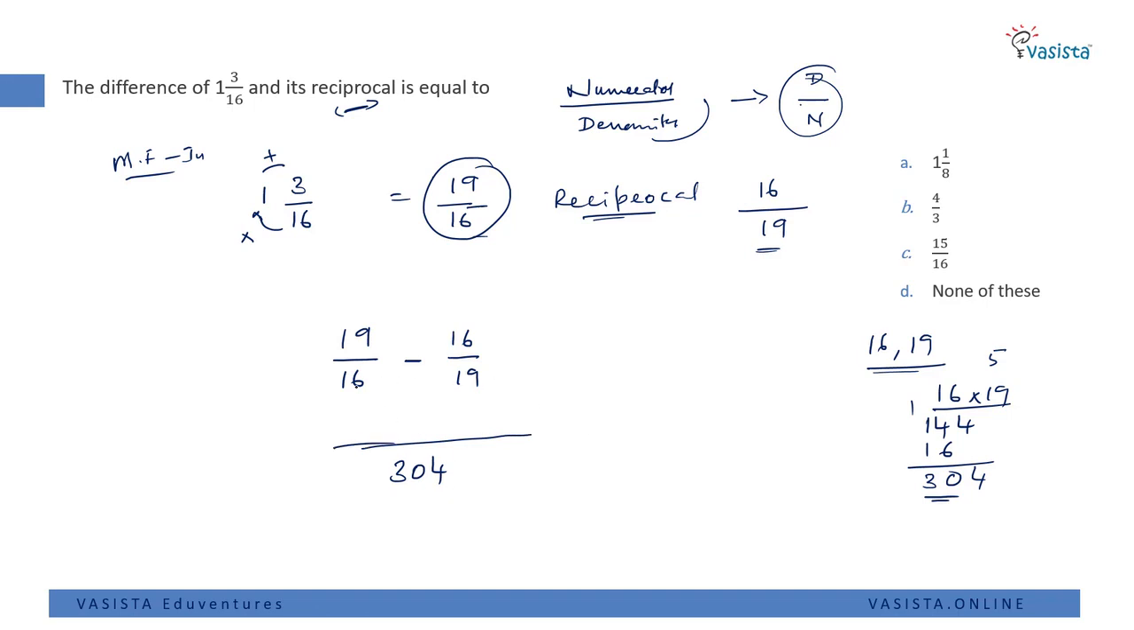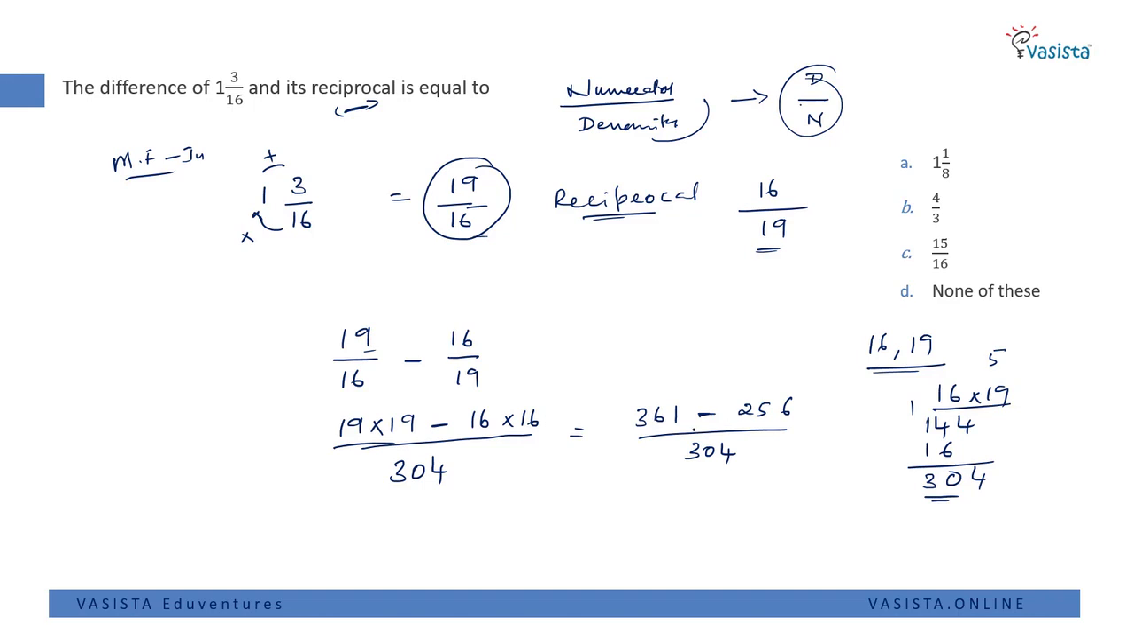Now 304 divided by 16, you will get 19. That 19 should be multiplied with this 19. And 304 divided by 19, you will get 16, so 16 into 16. Now 19 into 19 is 361, minus 16 into 16 is 256. 6 6s are 36, 6 3 carry, 16 plus 6 is 22, plus 3 is 25, so 256 by 304.